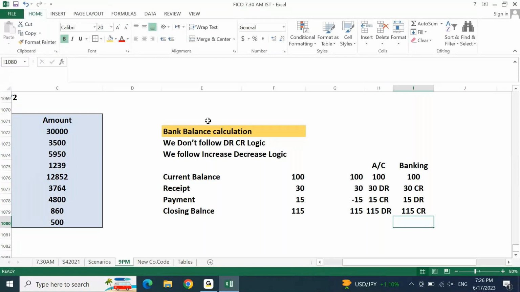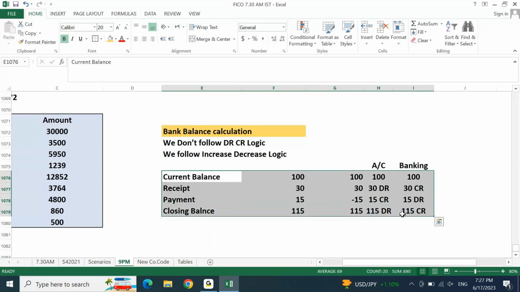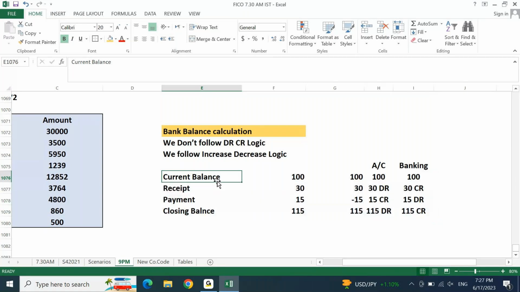Now how many transactions do you have on the Excel sheet? How many transactions have we written? One. Whenever you are talking about a transaction, you are not including opening balance or closing balance. How many additions and deductions have you done? Only two. One receipt, one payment. This is not a transaction.